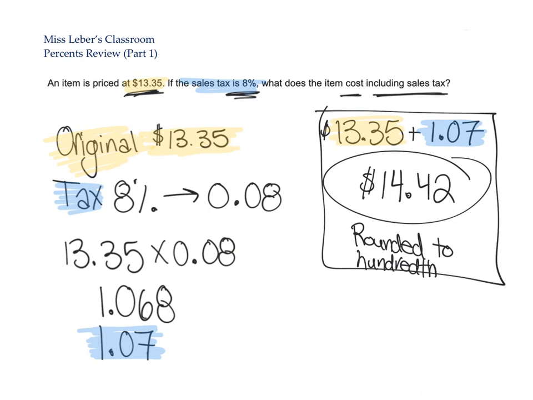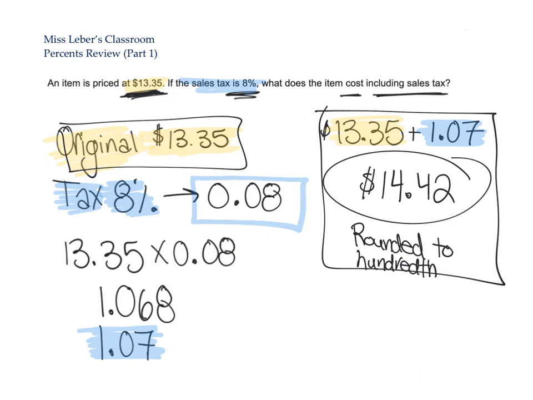Alrighty, so here is Miss Lieber's answer here, $14.42. So how I got that was I took the original price that they gave me, that $13.35, and I needed to multiply that by the tax. Well, the tax rate was 8%, and remember, we just talked in that last problem to make sure to turn it into a decimal. So I did 8 divided by 100 to get 0.08, or you can move the decimal 2 places, or you can use the percent button on your calculator.